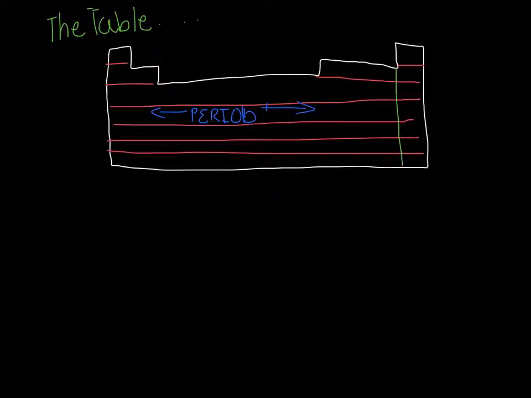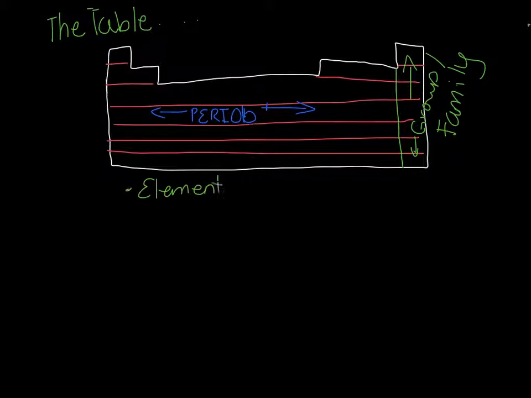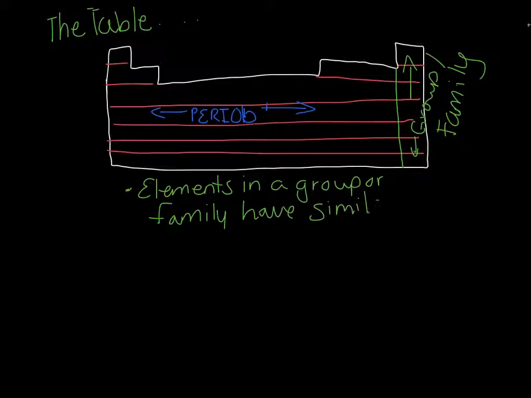Now, a column is called a group or a family. Group, G-R-O-U-P, or a family. And everything in a family has similar properties. So elements in a group or family have similar properties.